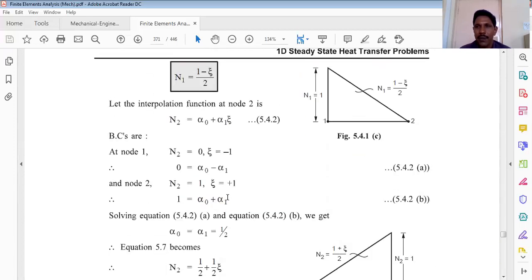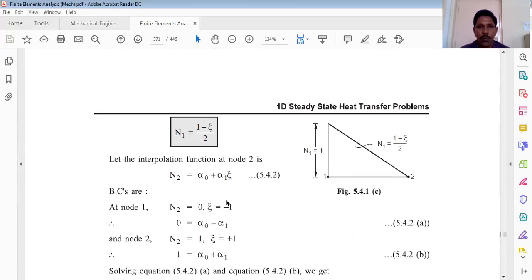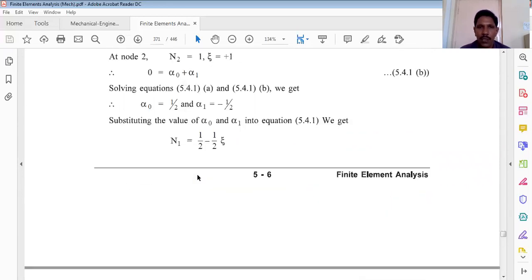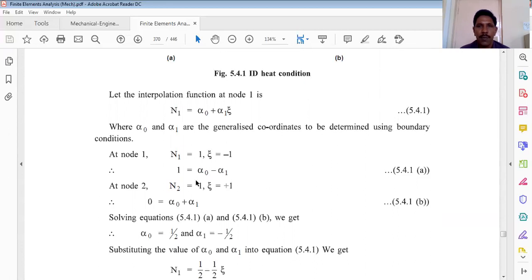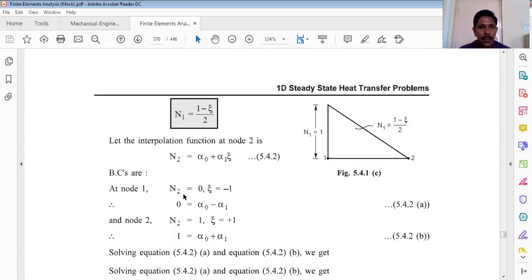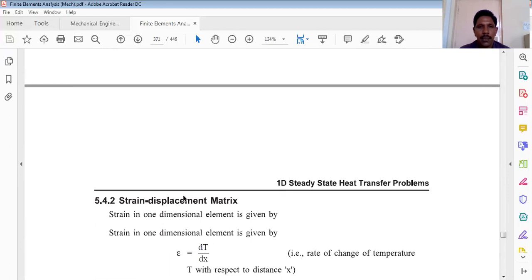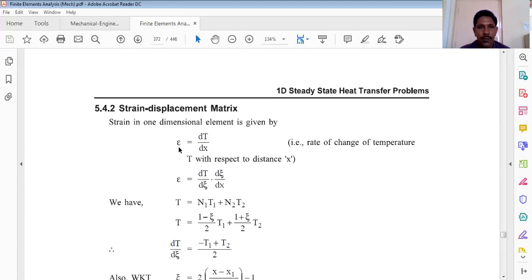So these set of equations, definitely these were considered in the structural problem, and we have the same set of shape functions. We have the same set of interpolation model. The only thing is, the field variable here is temperature, whereas in case of structural problem, the field variable is displacement. So to determine the strain displacement matrix, strain here is considered as dT by dx instead of du by dx as in the structural problem.